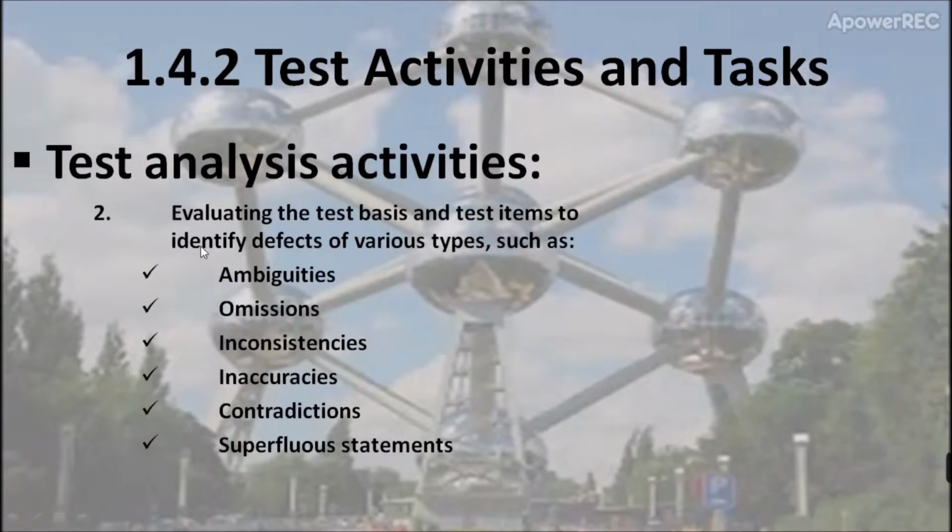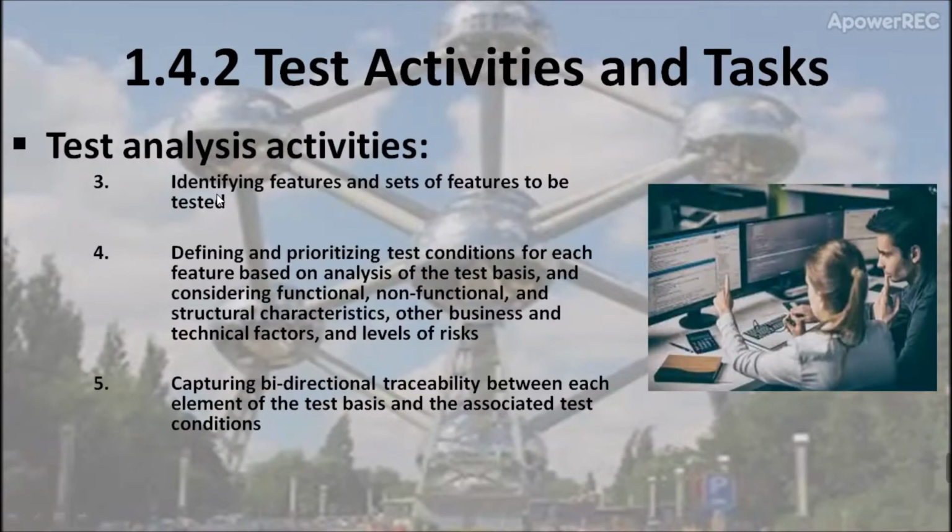The second activity in test analysis is to evaluate the test basis and test items so that we can find any defects like ambiguities, omissions, inconsistencies, inaccuracies, contradictions, superfluous statements, which means something that we don't need but is written, so we should remove or delete it. We can identify features that need to be tested. We define and prioritize the conditions for our features. Bidirectional traceability between each element of the test basis and the associated test conditions.